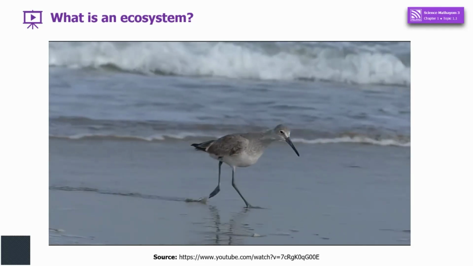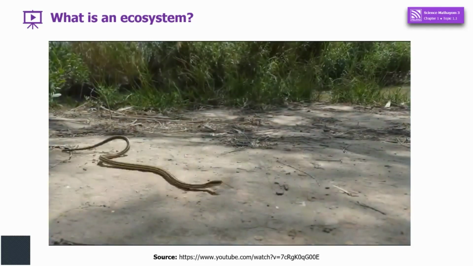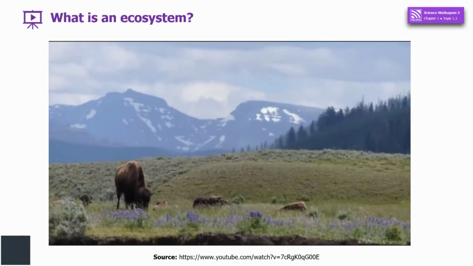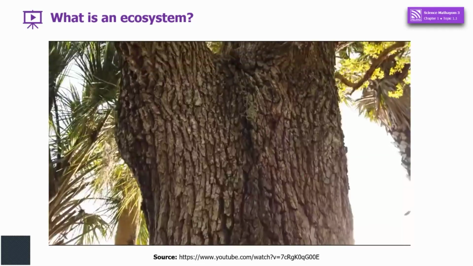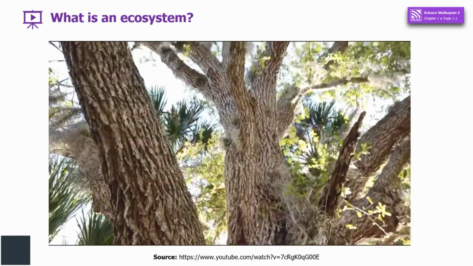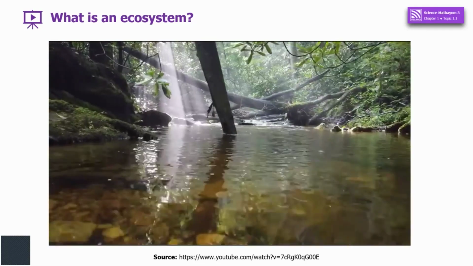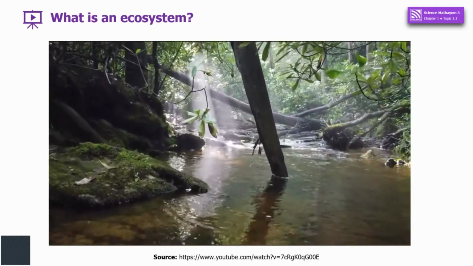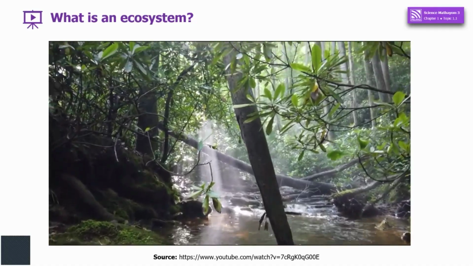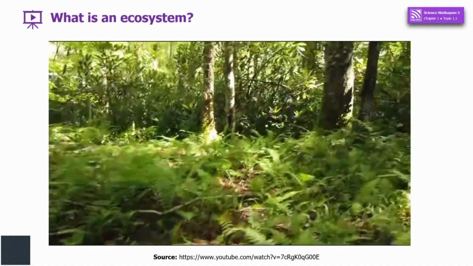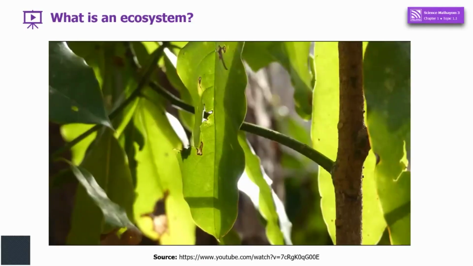Ecosystems are communities of plants, animals, and their surroundings. They can be as large as Yellowstone National Park or as small as a single tree. Everything in the ecosystem is connected through a network of interactions which allow energy and nutrients to flow throughout the entire system. For example, let's think about a forest.